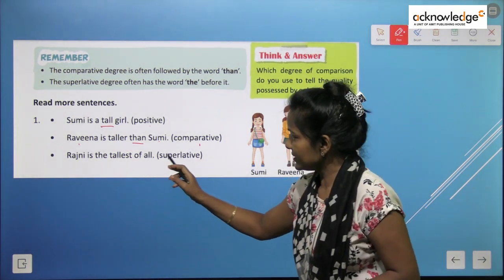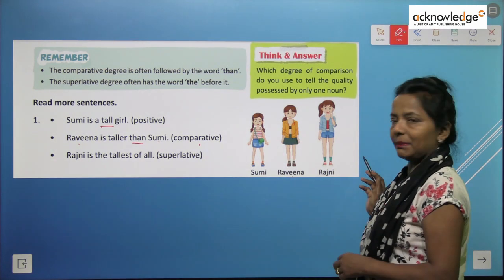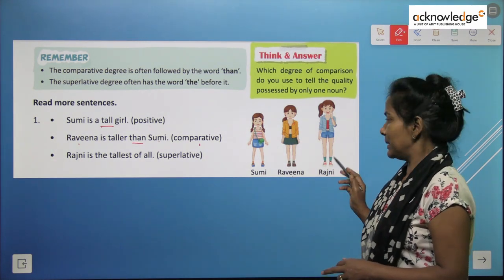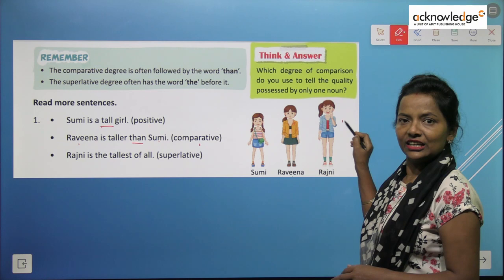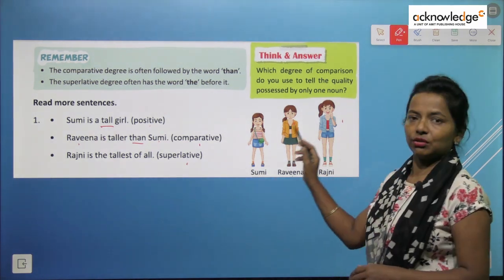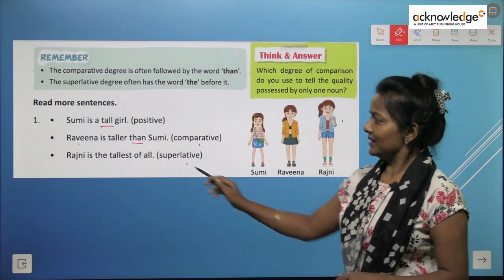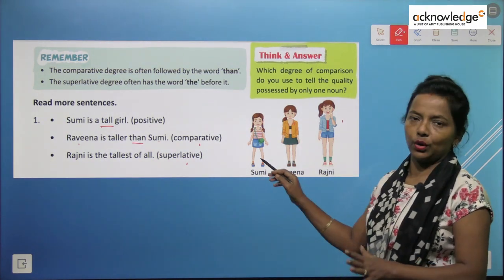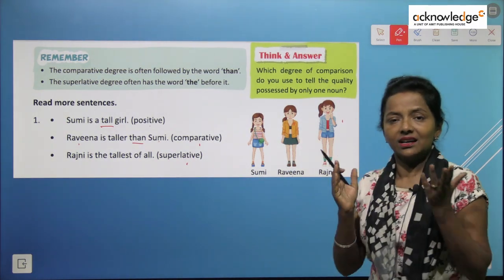रजनी इज द टॉलेस्ट ऑफ ऑल. अब तीनों में जब कंपैरिजन हुआ तो सबसे ज्यादा लंबी कौन है, रजनी है. तो ये हो गया सुपरलेटिव डिग्री बिकॉज वी हैव कंपेयर्ड 3 नाउन्स. फाइन. रजनी इज द टॉलेस्ट ऑफ ऑल. इन तीनों में रजनी सबसे ज्यादा लंबी है.